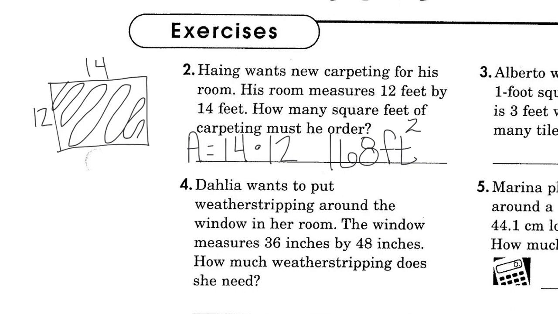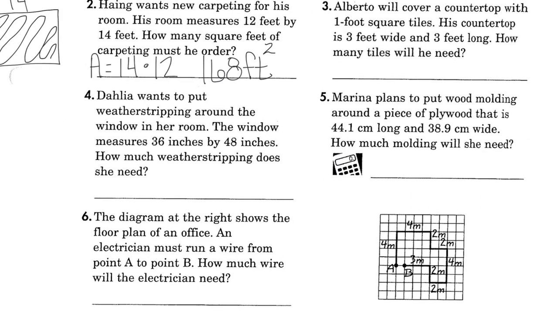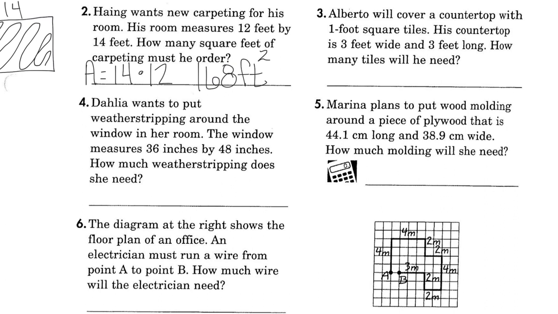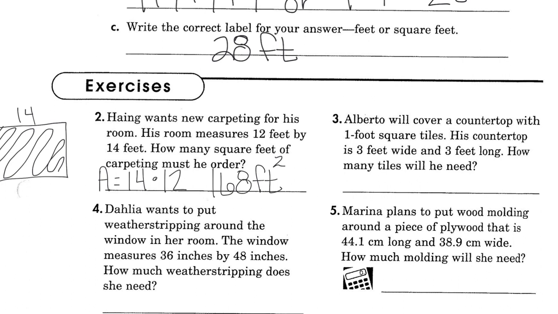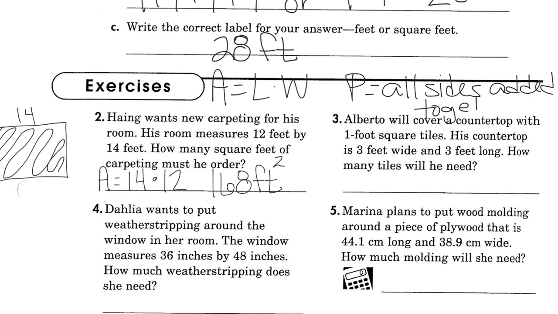All right, what you guys are going to do is finish problems 3, 4, 5, and 6. If it helps to draw a diagram, which it always does for me, make sure you draw a diagram, label it, and figure out what you're finding. Remember your formulas. Area equals length times width. Perimeter equals all sides added together. Now, most of the time when you're doing these problems, it's going to be either a square or a rectangle. But make sure you know those formulas.